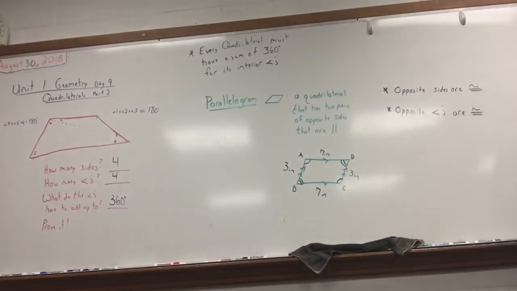So we're going to come back over to the flowchart once you have that copied down, and we're going to say opposite angles are congruent. And we're going to stop here, and we're going to do some examples.